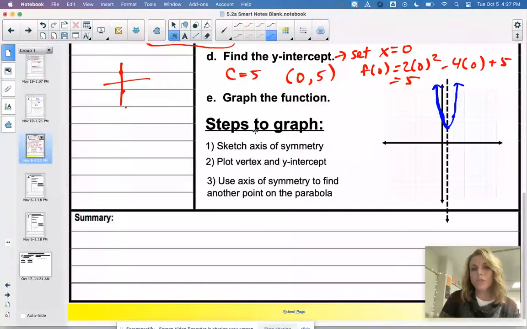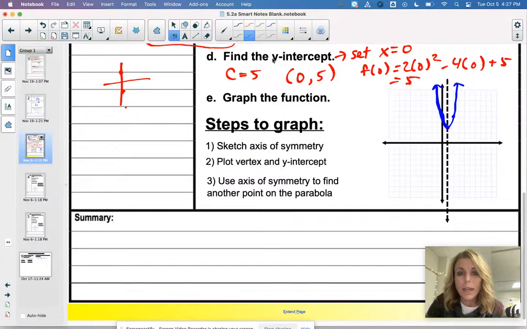And the directions over here did exactly what I did. I did sketch the axis of symmetry. I plotted the vertex and the y-intercept, which again, the vertex is right there. The y-intercept, 1, 2, 3, 4, it's right there. And then I use the axis of symmetry to find another point because the axis of symmetry cuts the graph in half.